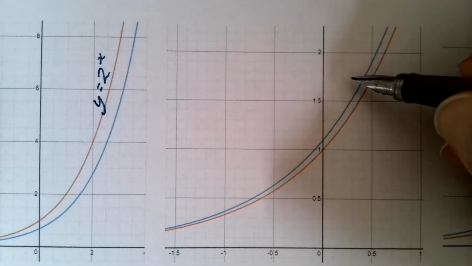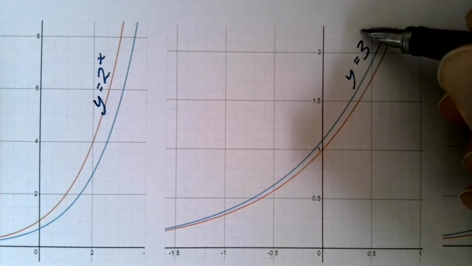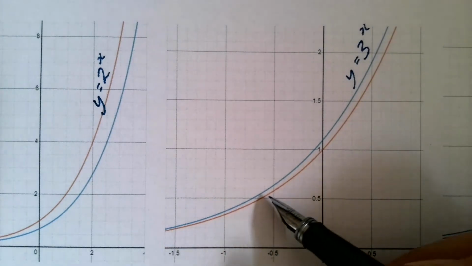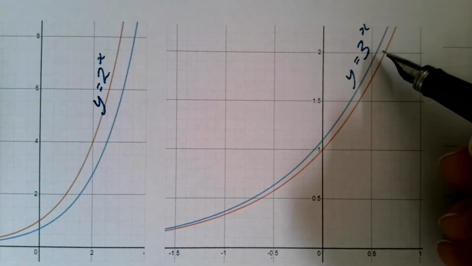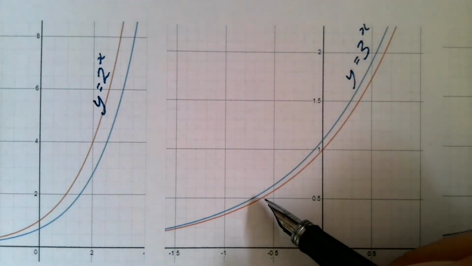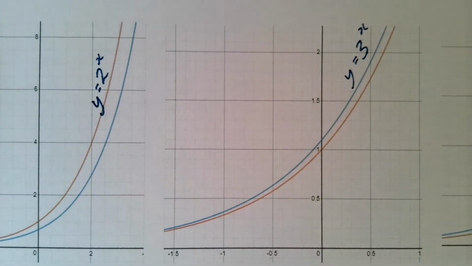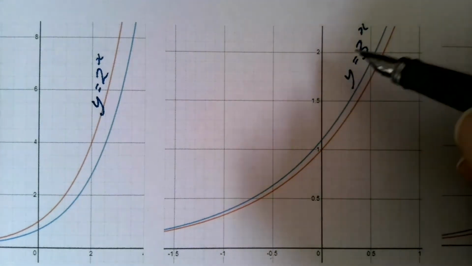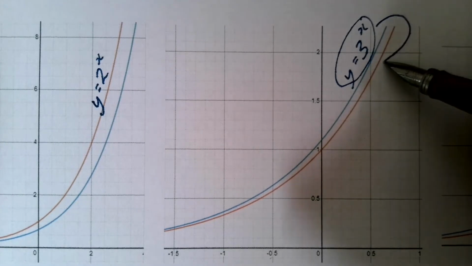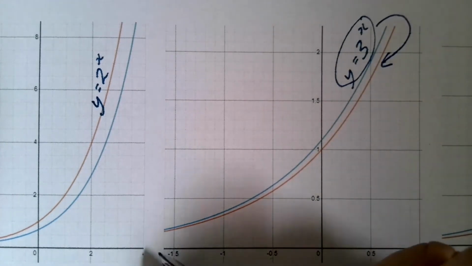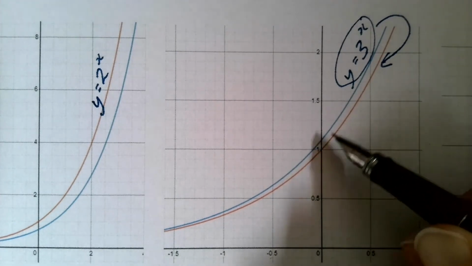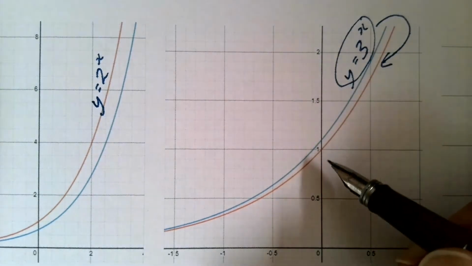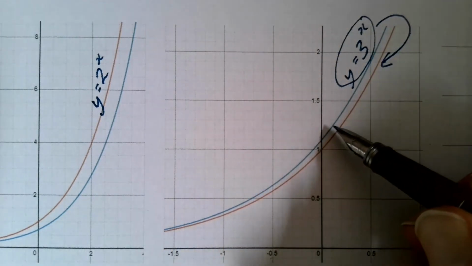Now moving across here, this is what you get if you did y equals 3 to the power x. The gradient function would give us this line here. Actually, the red line is what we're looking at. That is y equals 3 to the x. I know that because when x is 0, 3 to the power 0 is 1. So the blue line is the gradient function.